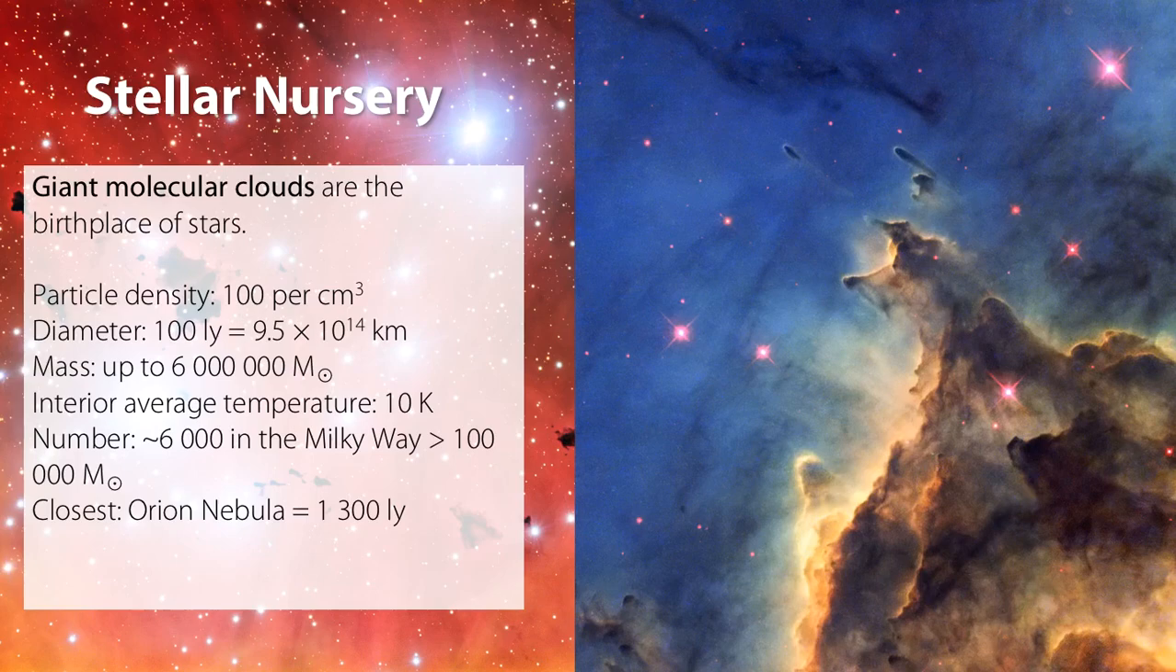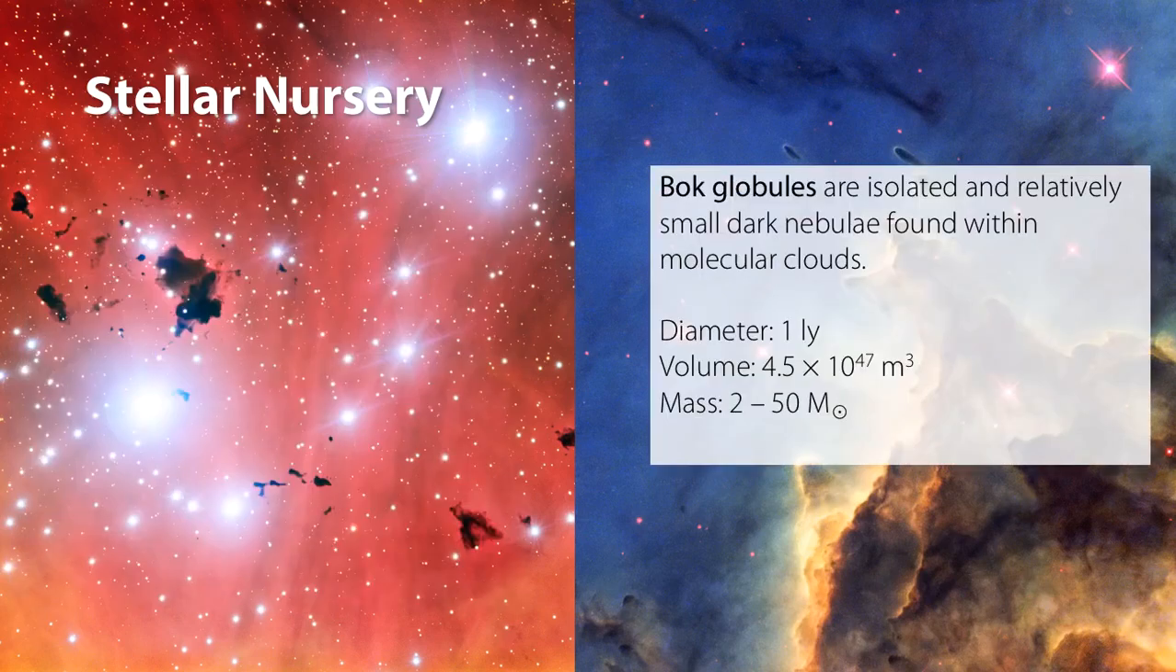Within giant molecular clouds, star formation seems to take place in these Bok globules. These are relatively isolated and small dark nebulae with a diameter of about 1 light year and a mass of about 2 to 50 times the mass of our Sun. And if we look closely at some of these, we see the first protostars.